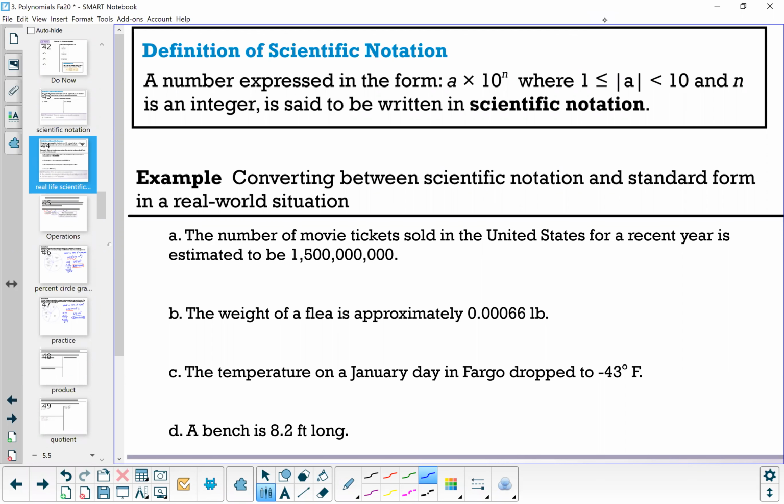So our A value, remember, has to be between 1 and 10. So 1.5 looks good, times 10 to some power. So let's figure out what that power would be. Starting all the way to the right, start counting. 1, 2, 3, 4, 5, 6, 7, 8, 9. So that's going to be 1.5 times 10 to the 9th power.